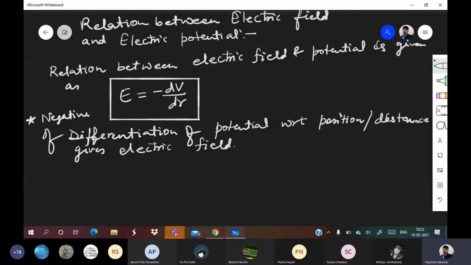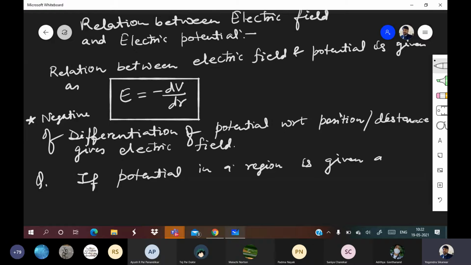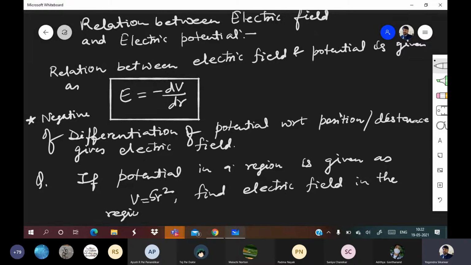So now let me give you a question. If potential in a region is given as V is equal to 5r square, find the electric field in the region.